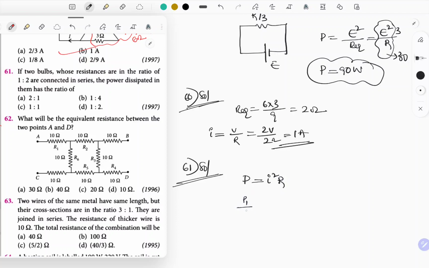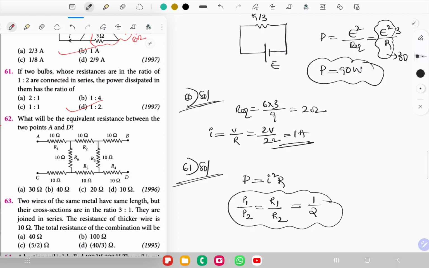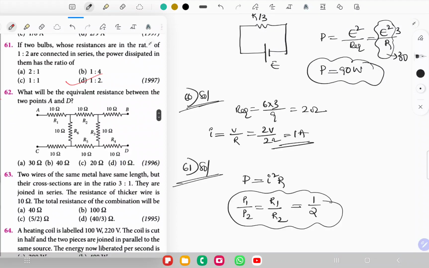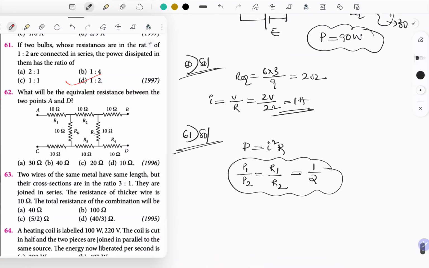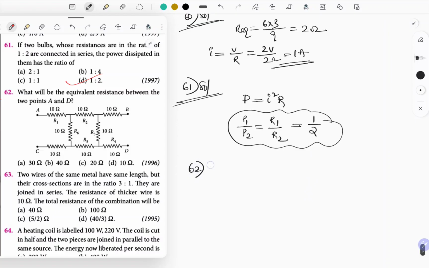So P1 by P2 is equal to R1 by R2, right? So can we use this relation? As R1 by R2 is equal to 1 by 2 ratio, then P1 by P2 is also of 1 by 2 ratio. So which option matches? Option D is the correct answer for this question because it is directly proportional. As it is connected in series combination, I am taking it as I square R formula so that I can make it equal, because in series current is going to be the same, right? Next, question number 62 solution.